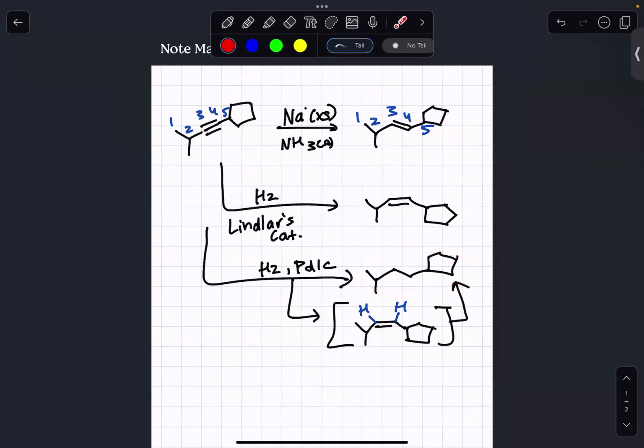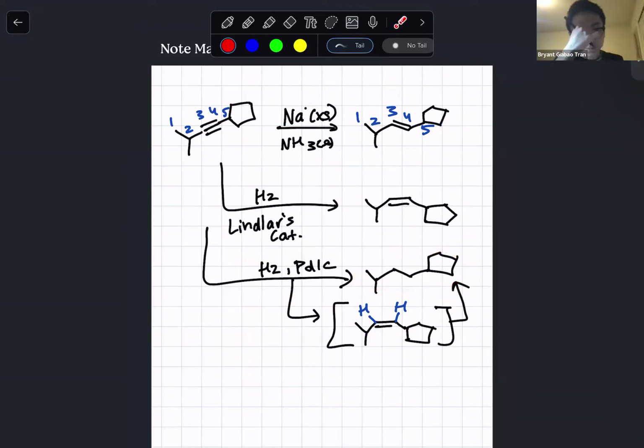Do we need to know the mechanisms for, for example, sodium in excess? He went over it in lecture, so it is safe to know that mechanism. But you don't need to know the mechanism for H2 Lindlar's catalyst. He did not go over that mechanism. You don't need to know the mechanism for H2 Pd/C as well, but he did go over this in lecture, so I would know it for the midterm.